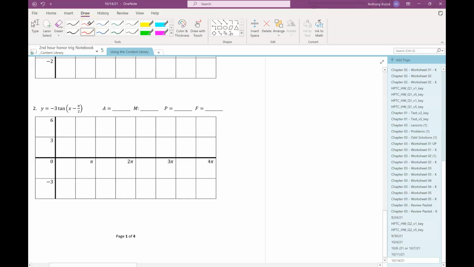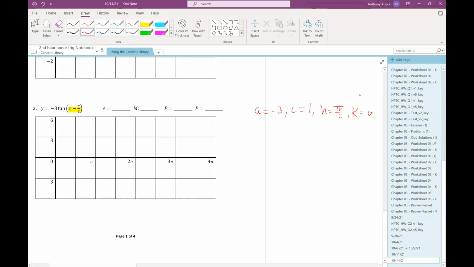So, first things first, let's find the values for A, C, H, and K. If I look at the inside of my function, I notice the leading coefficient on x is already 1, so I don't have to do any kind of factoring. So A is negative 3, C is 1, H is pi over 2, and K is 0.